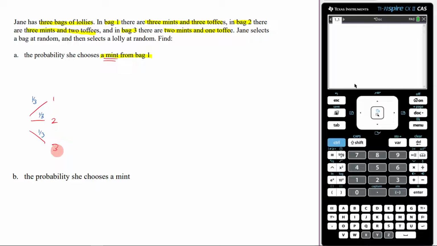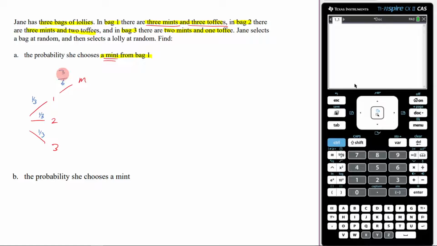Then from there, you want to figure out the probability that she chooses a mint from bag 1. So instead of drawing this whole thing out, because there might be parts that are irrelevant to us, let me just draw what's necessary. And then as we go through the question, I'll just add in the parts that I need. So here it's asking us to choose a mint from bag 1. Well, in bag 1, there are 3 mints and 3 toffees. So if I was to choose a mint from bag 1, there are 6 things to choose from.